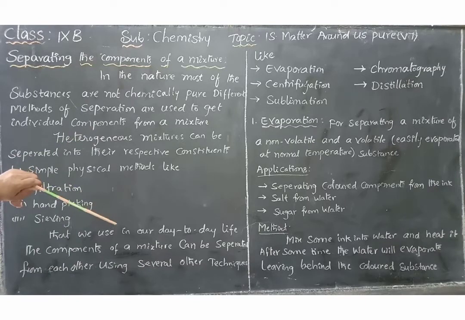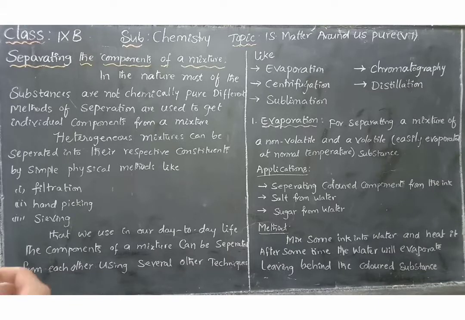Heterogeneous mixture. If the mixture is heterogeneous, you can see the components with your naked eye, and it can be separated into its respective constituents by simple physical methods. In a heterogeneous mixture, we can easily separate the components we want. For that, we use certain physical methods that we use in day-to-day life: filtration, hand picking, sieving. These are the physical methods we use to separate the constituent substances from a heterogeneous mixture.